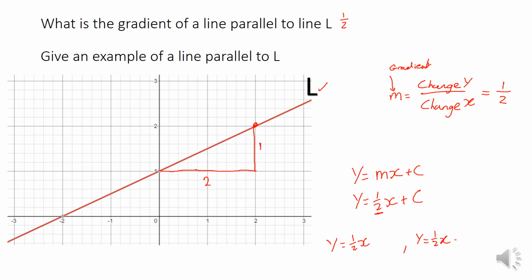So half x plus 1. You can have y equals half x minus 10. So as long as it's y equals half x and then plus or minus something, it will always be parallel to L. If you want to check that, have a look on Desmos online and you can plot different graphs and check, and you can see that if they've got the same gradient, they are parallel.